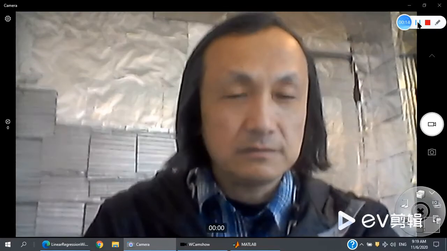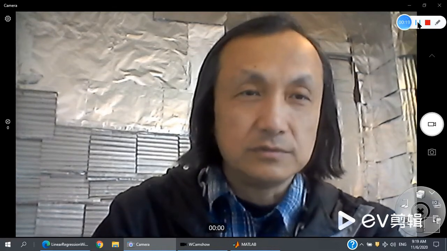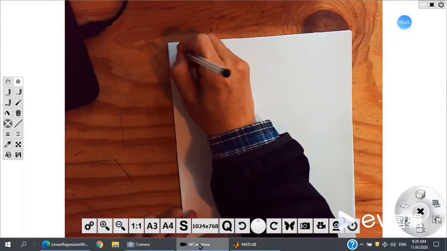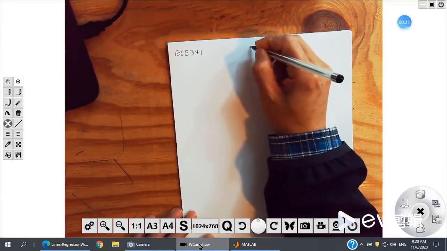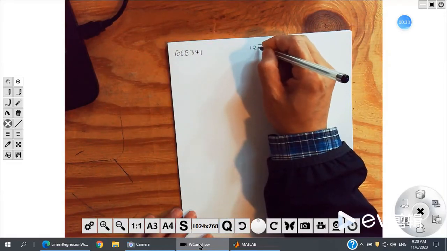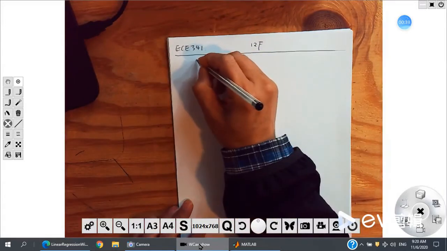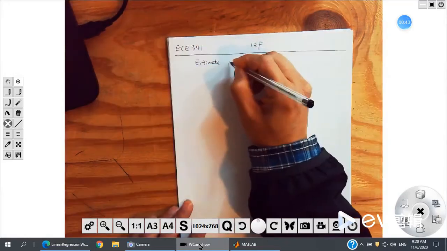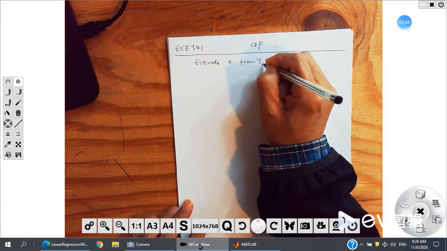Today we will consider a different way of estimation. We will estimate the random value. ECE341, 12th week, this is Friday's class. We will estimate x from y. Just things like that.